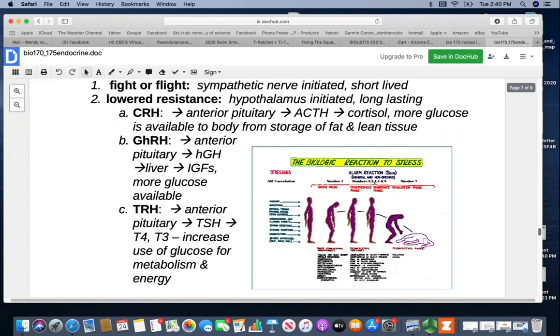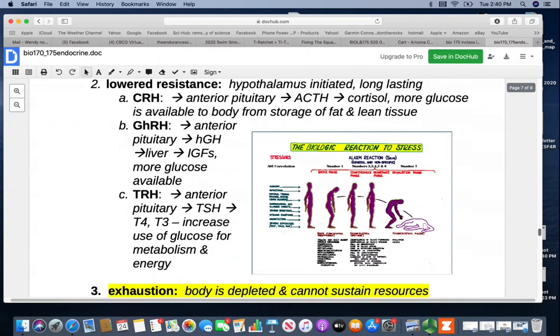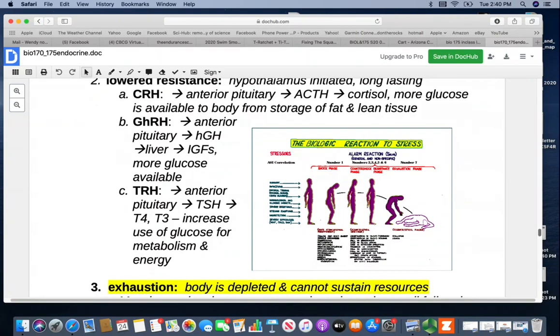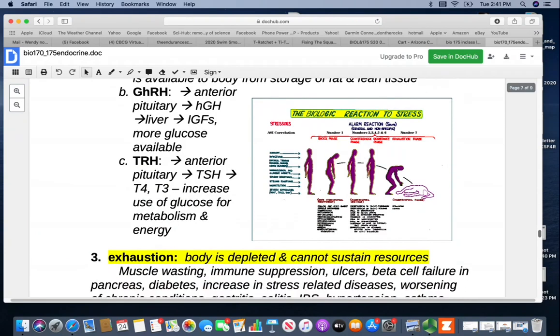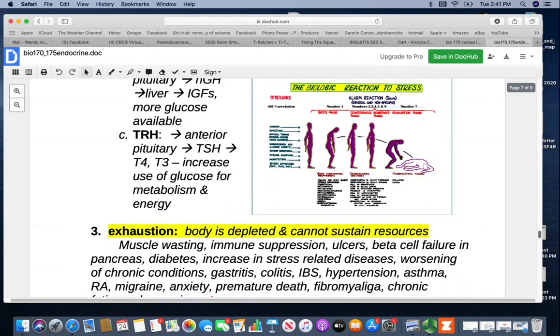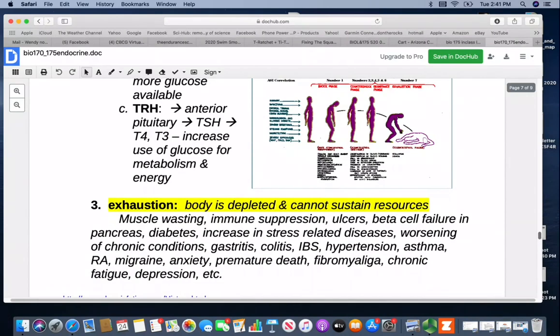Thyrotropin releasing hormone, it's going to stimulate the anterior pituitary to produce TSH and the production of T4 and T3. Again, the goal here is the increased use of glucose for metabolism and energy. So exhaustion occurs when the body is depleted. It can no longer sustain its resources.